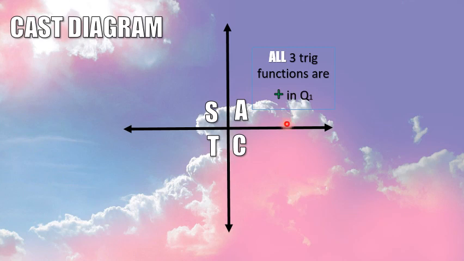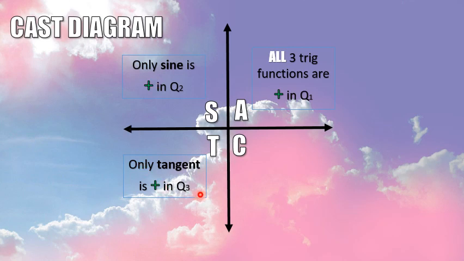Now, all 3 trig functions are positive in quadrant number 1 because of x, y, r: all y's, x's, and r's are positive in quadrant 1, so that's why all 3 trig functions are positive there. Then only sine is positive in quadrant 2 because y is positive, the positive half of the y-axis in quadrant 2, but x is negative. So that's why tan and cos are negative in this quadrant.